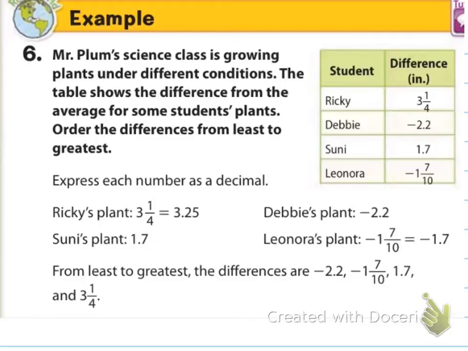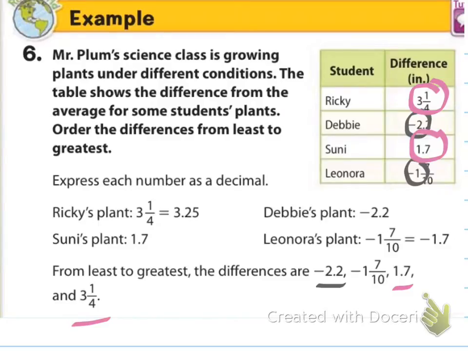Now, obviously, the biggest negative number is going to be the smallest. And so if I look at just my whole number, I've got -2 and -1. My -2 is going to be the smallest number, so -2.2 it is, Debbie. And then the next one is -1, because it's the only other negative number here, so -1 7/10. Then I've got my two positives, a whole number 3 and a whole number 1. Obviously, the 3 is going to be the bigger number, so the next number in line is going to be 1.7, and 3 1/4 will end it off.